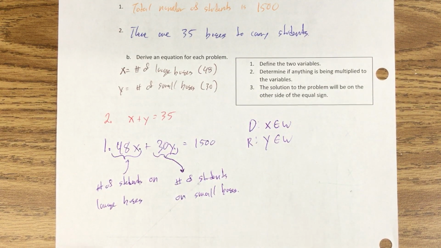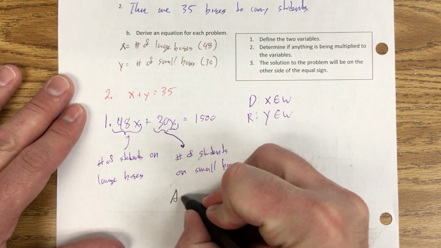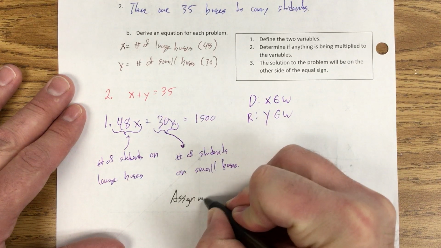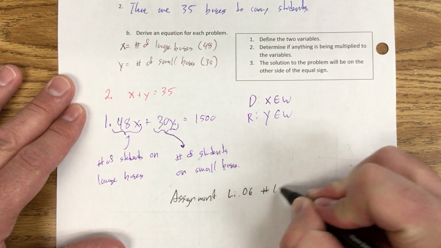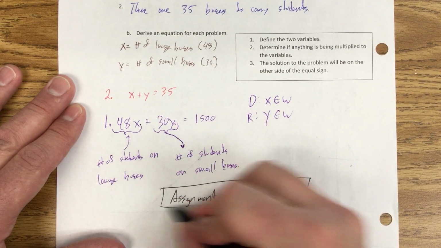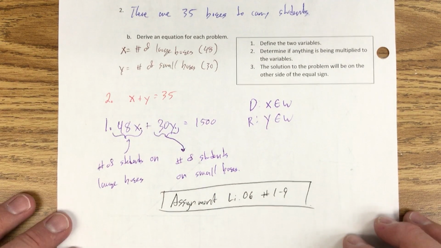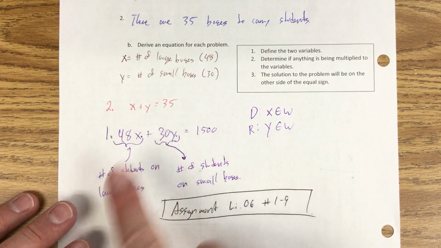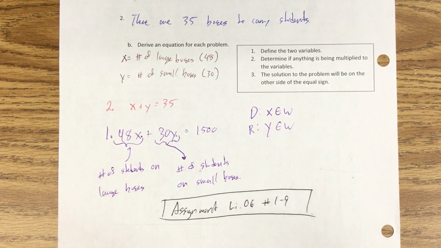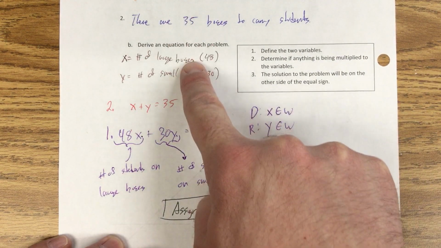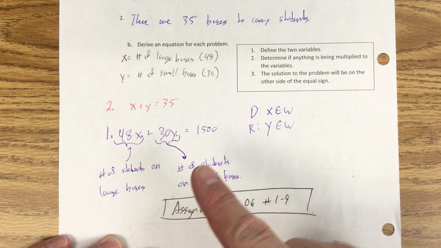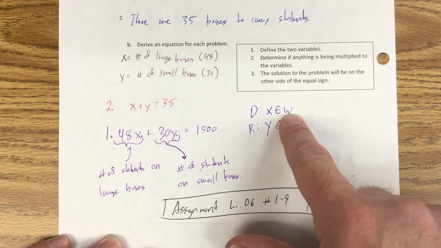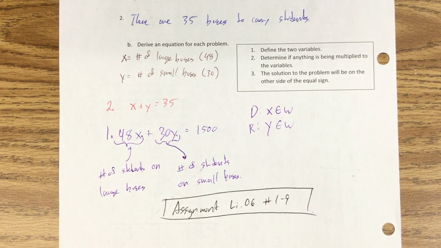Now if you're following along with my class, or you're in my class, your assignment is LI.06, numbers 1 to 9, coming up with equations in order to solve problems. We are not going to do the solving part quite yet. We're just coming up with equations. Remember, what is X and what is Y? What are the equation or equations? Come up with a solution if you want to, but we'll do more of that later. And then make sure you give the domain and range of the problem as well.